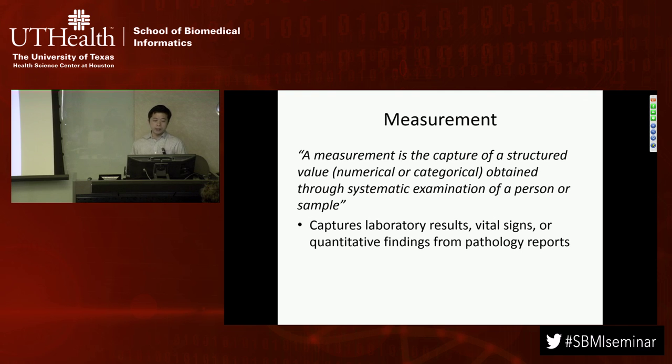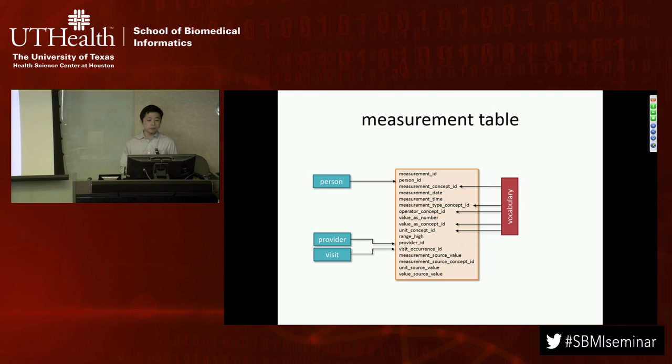In the measurement table, it captures laboratory results, vital signs, or quantitative findings. But here, we just focus on the laboratory results. This is the physical structure of the measurement table. We can see some of the other tables are related to this table, for example, the person, the provider, and the visit.